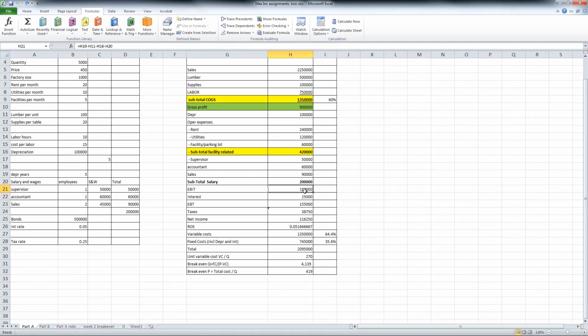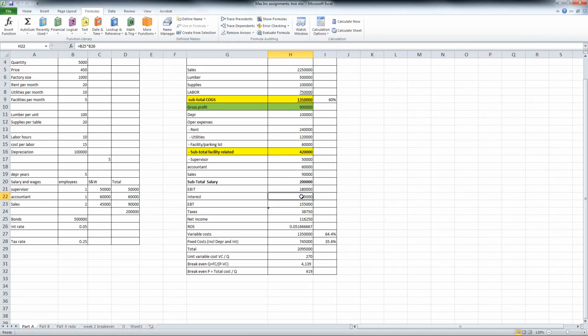Then we get into the EBIT, which is the profit or earnings before interest and taxes. So that would include, obviously, the money we got after we spend money for cost of goods sold. From there we subtract the depreciation, we subtract our facilities related costs, we also subtract the total salary, and we're left with 180.